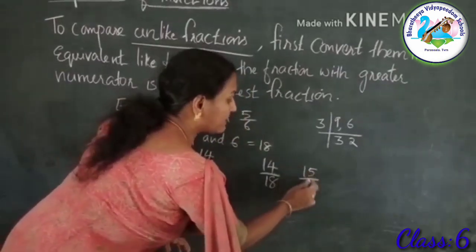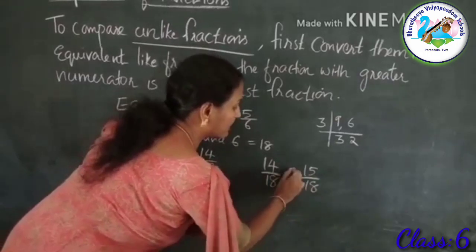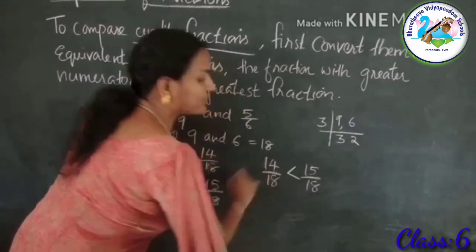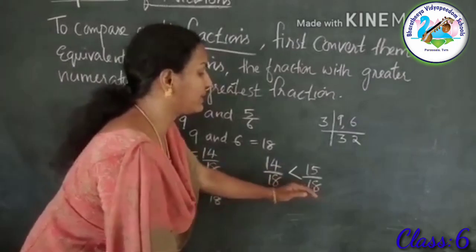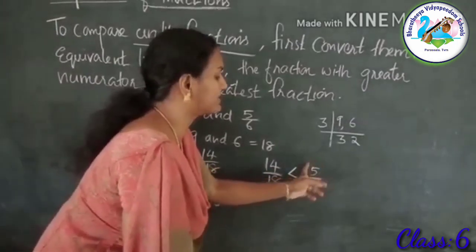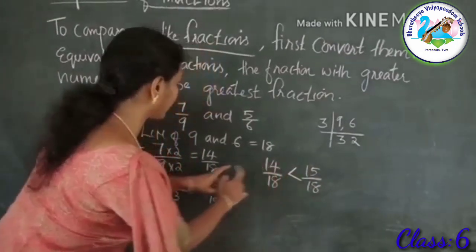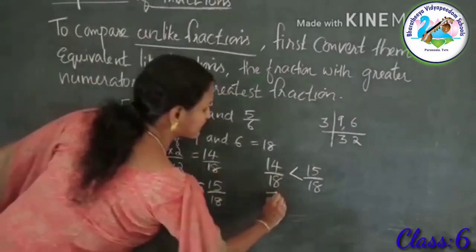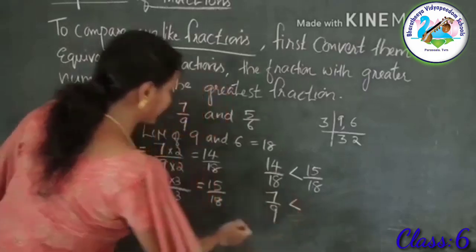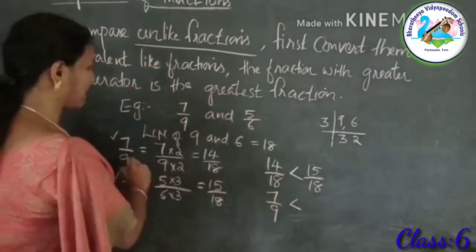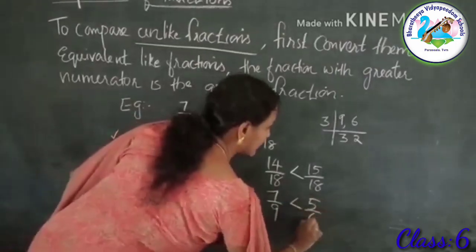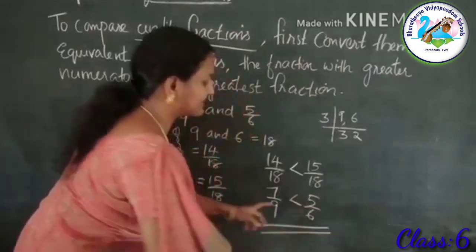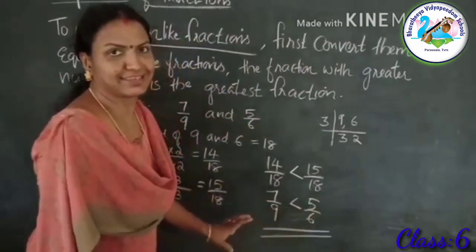So 15 by 18 is greater. So 14 by 18 is less than 15 by 18. If the denominators are same, the greater numerator is the greater fraction. So 14 by 18 is same as 7 by 9, and 15 by 18 is same as 5 by 6. So 7 by 9 is less than 5 by 6.